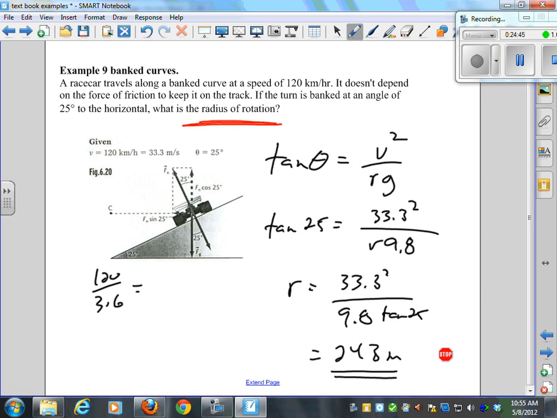In that package, there are some questions on banked curves and unbanked curves. I think there might also be a couple of questions in the book about banked curves as well. I can't remember. I might have to look at it.